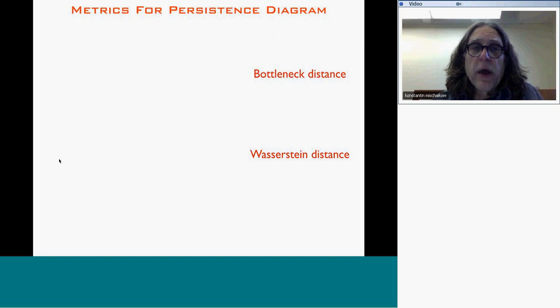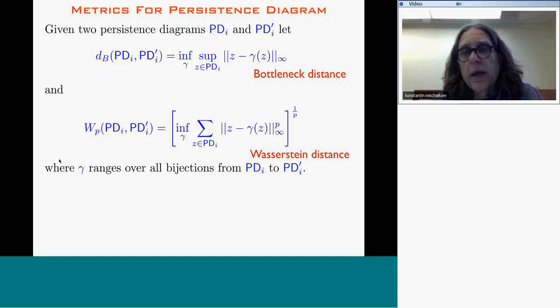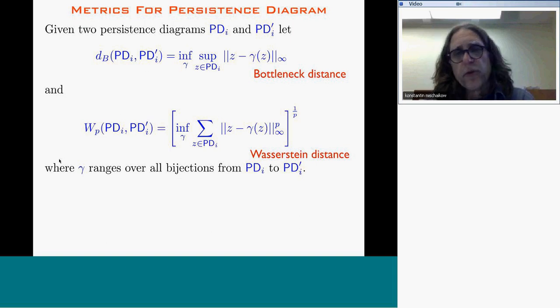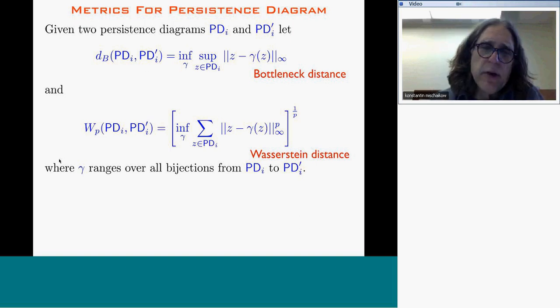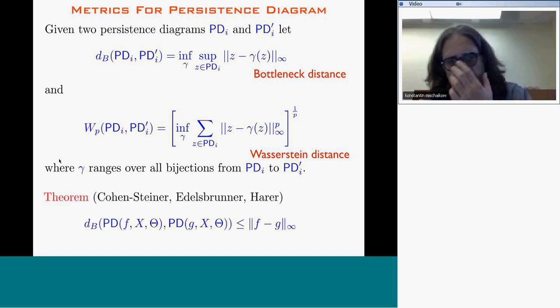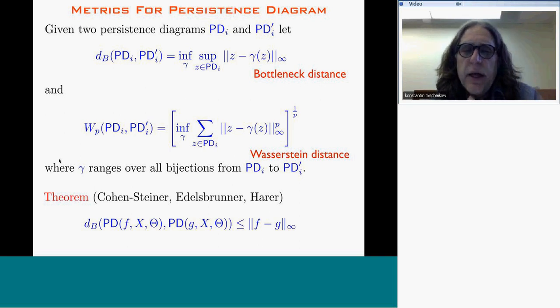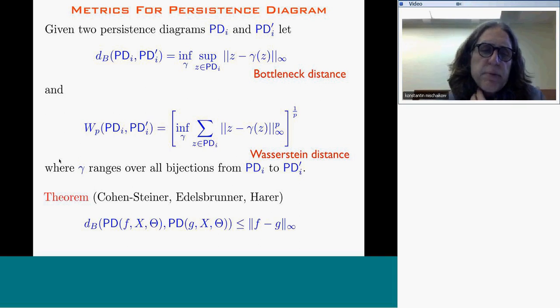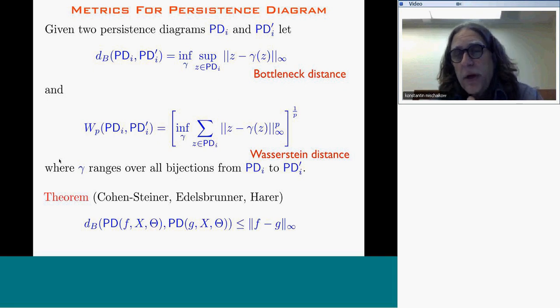One of the reasons it's so important that we have metrics on persistence diagrams, again, I'm assuming that most people are familiar with this. If not, somebody should interrupt. There's the bottleneck distance, which measures the maximal distinction between any two persistence diagrams. And the Wasserstein distance, which does a p-type summation over the distances. And of course, there's the fundamental theorem of Cohen-Steiner, Edelsbrunner, and Harer that says that the bottleneck distance between two functions is bounded by the L infinity norm of the difference of the functions.